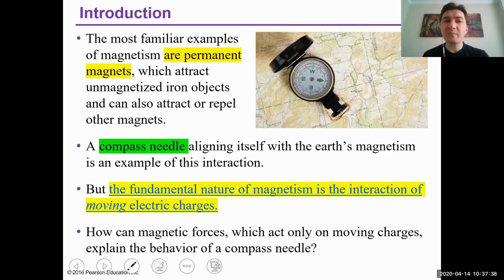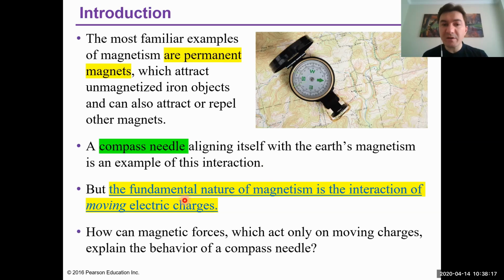So there are many permanent magnets, okay? The most familiar examples of magnetism are permanent magnets. So permanent magnets attract unmagnetized iron objects and can also attract or repel other magnets. Here we have a compass needle. A compass needle is also formed from a permanent magnet. It is aligning itself with the Earth's magnetism, okay, which is one example of that interaction. So we will talk about this.